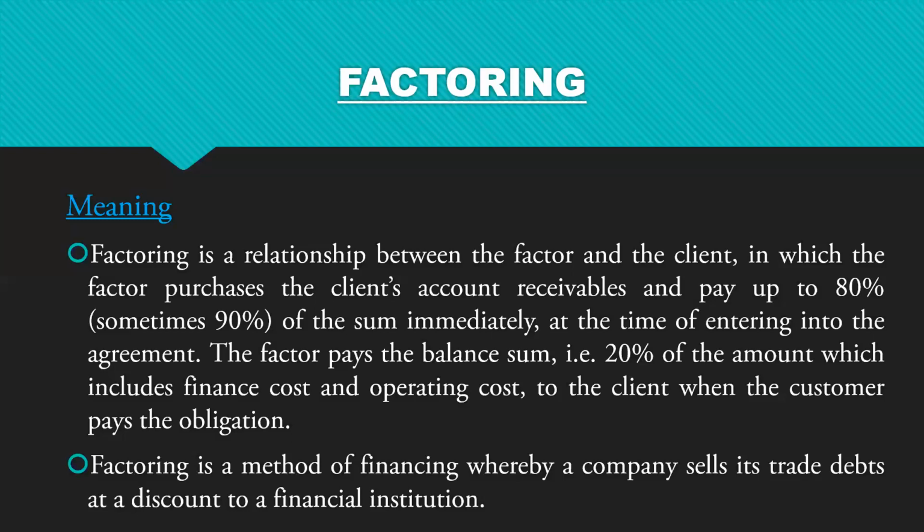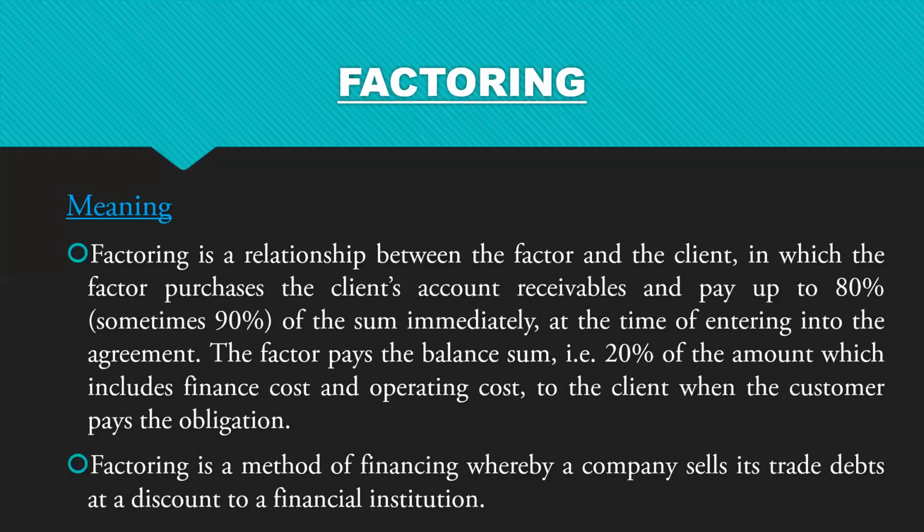So factoring is a relationship between the factor and the client in which the factor purchases the client's accounts receivables and pays up to 80% or sometimes 90% of the sum immediately at the time of entering into the agreement. What does that mean? Suppose I am the businessman, I'm approaching another person known as the factor, and I'm asking him to collect all my bills receivables. That is, collect the amount of all the sales that I have made on a credit basis. So I do not have to wait till he collects all the amount to get the amount in my hands.